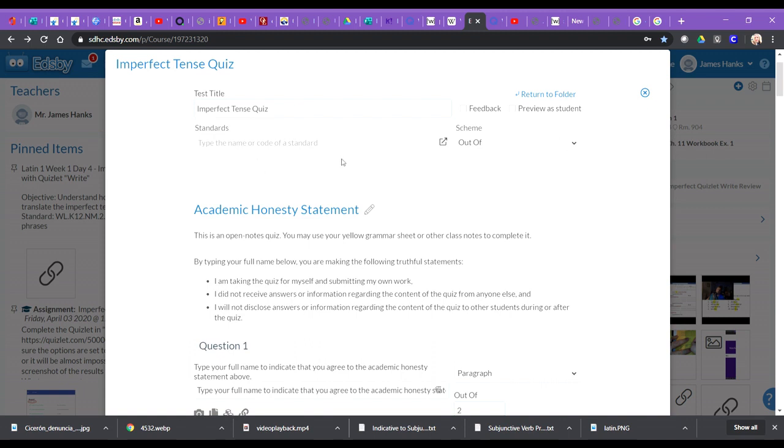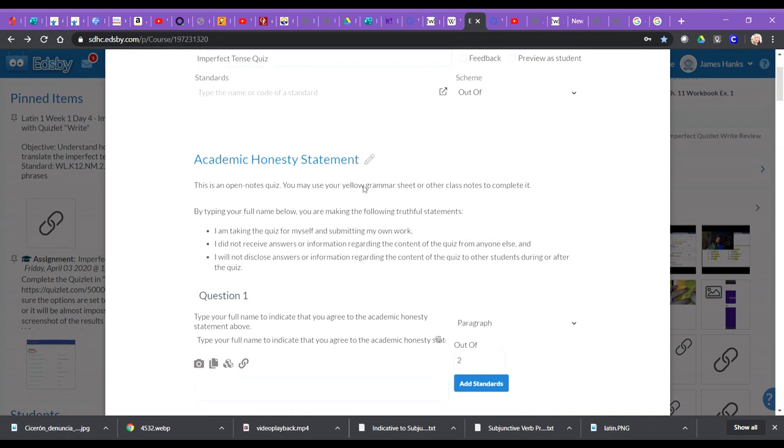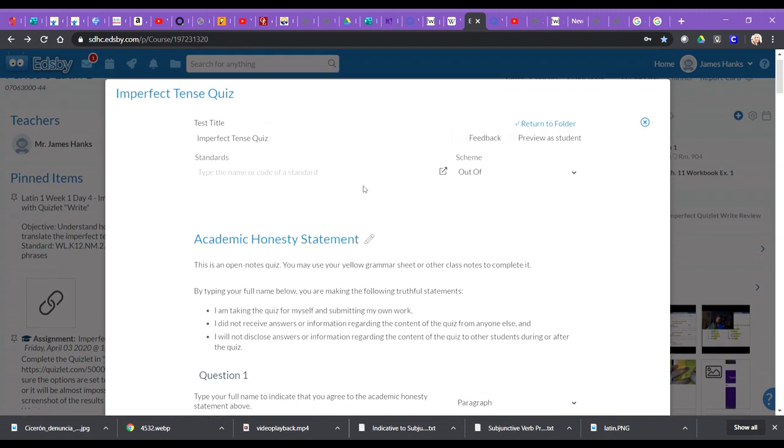Hey young people, this is just a quick and easy on how to do the EDSB quizzes. The EDSB quiz that you're going to take today is on the imperfect tense.